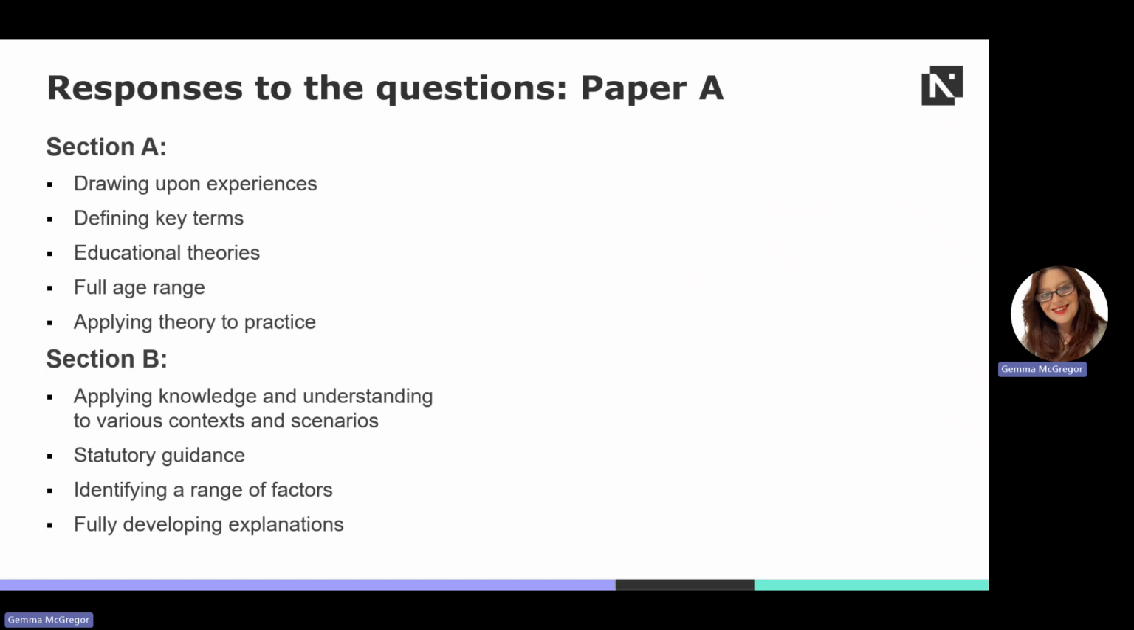And finally, encouraging students to fully develop their explanations and answers to ensure clarity and a full demonstration of their knowledge and understanding of the relevant theories.